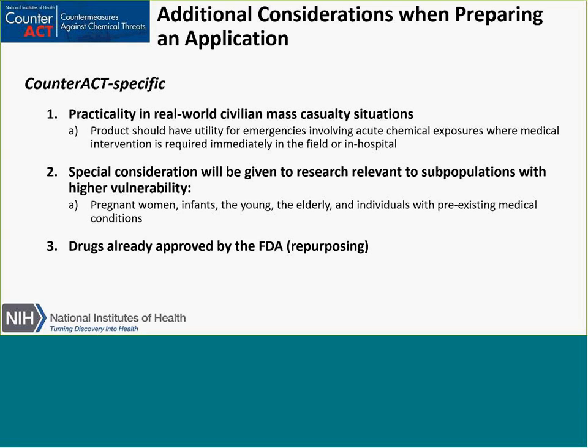Therapeutics that can be used both as a medical countermeasure and for a more traditional indication are a priority. For example, an anticonvulsant used for nerve agent-induced seizures as well as epilepsy would be desirable, since the market for such a therapeutic would be much larger than one that treats nerve agent exposures.